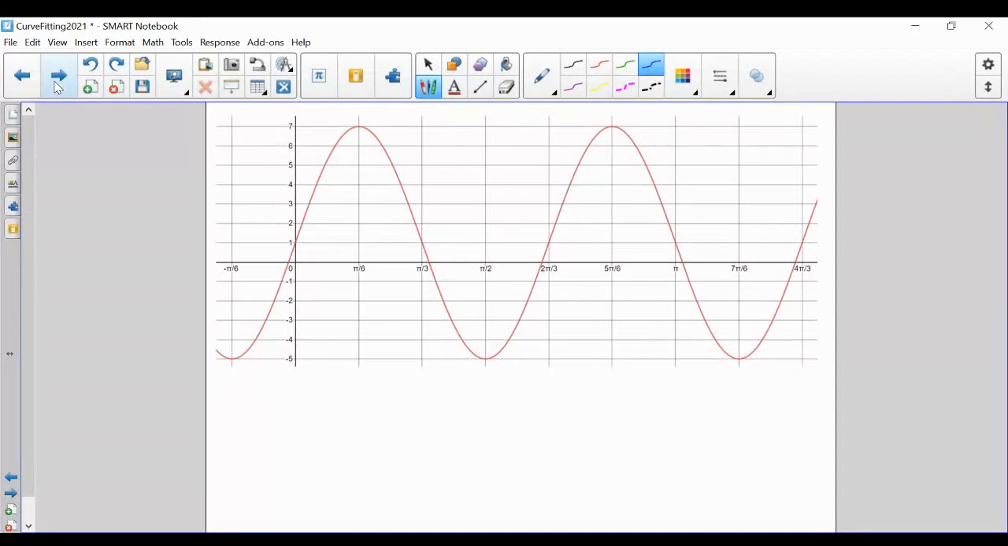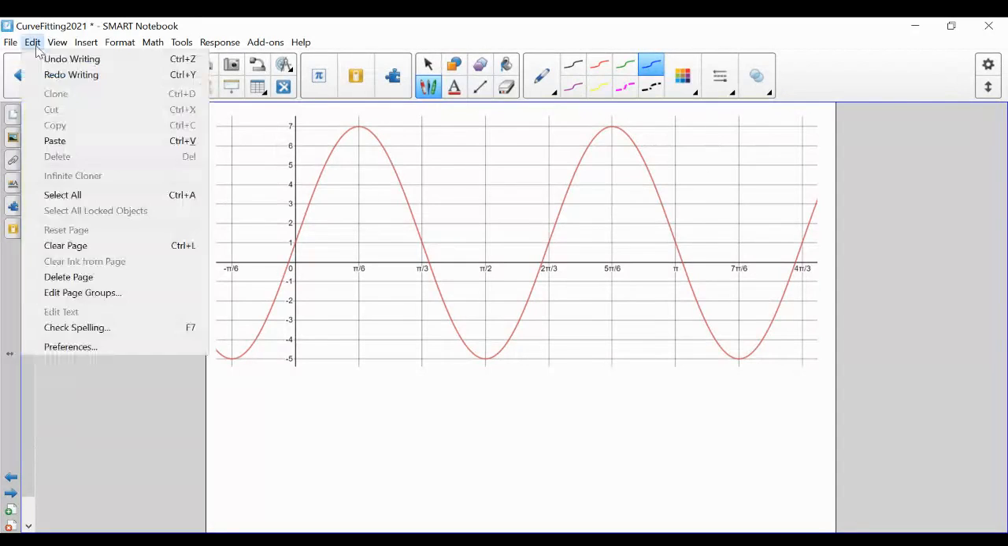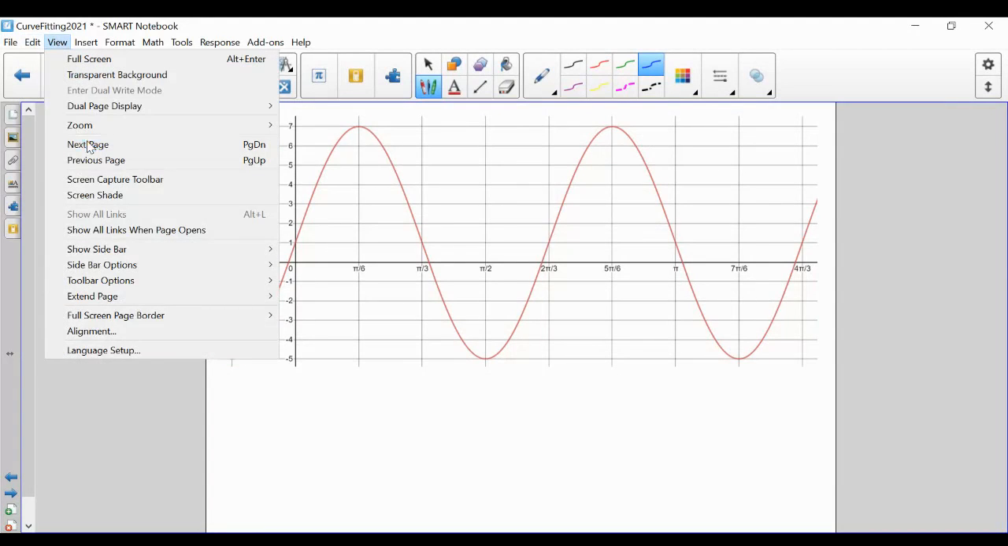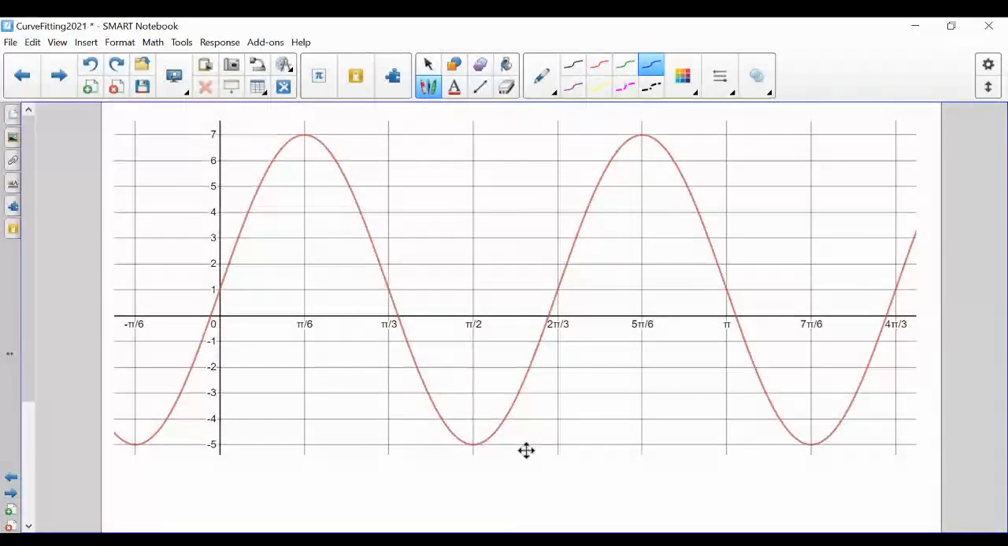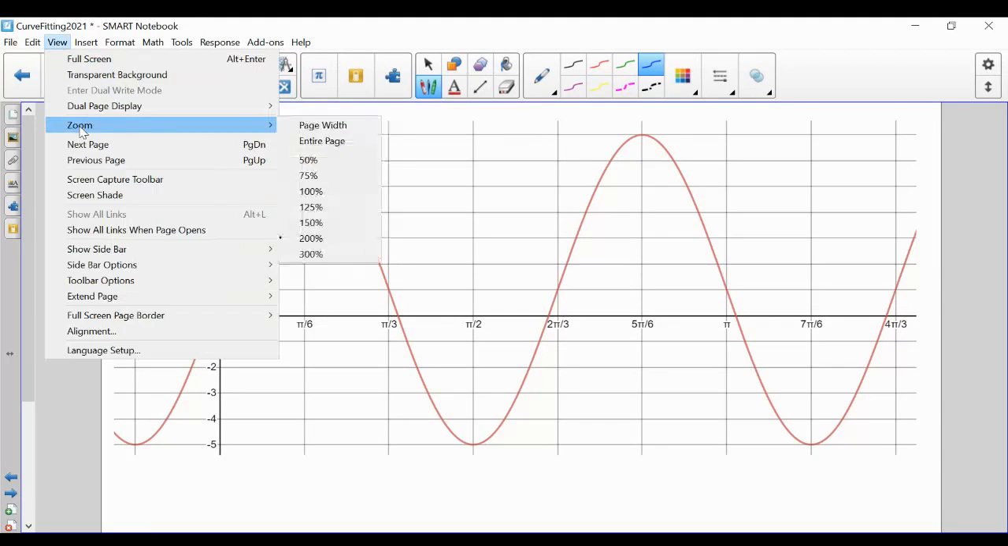Do I mind zooming in, please? I certainly can. Okay, there you go. Let us talk about this. I'm going to sort of make the view a little bit smaller because I need to be able to write the equation under it.